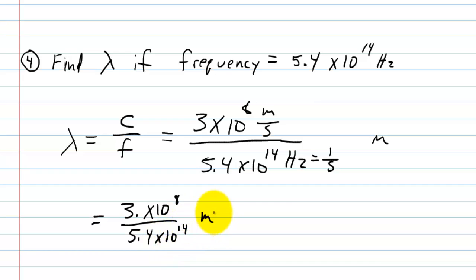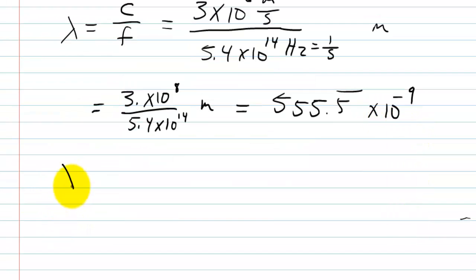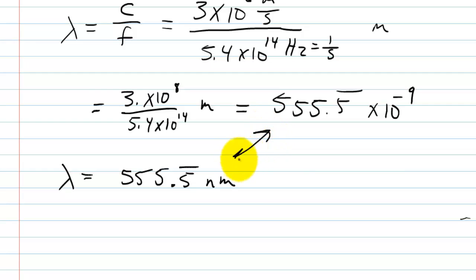Let's go ahead and give you that answer. 3 e to the 8 divided by 5.4 e to the 14. That is the same thing as 555.5 infinite fives times 10 to the negative 9. Or you could say that the wavelength is equal to 555.5 continuous forever nanometers. So either one of these two answers is equivalent.